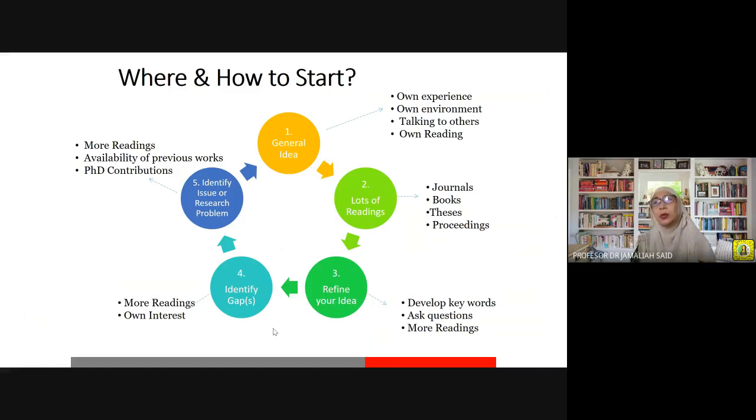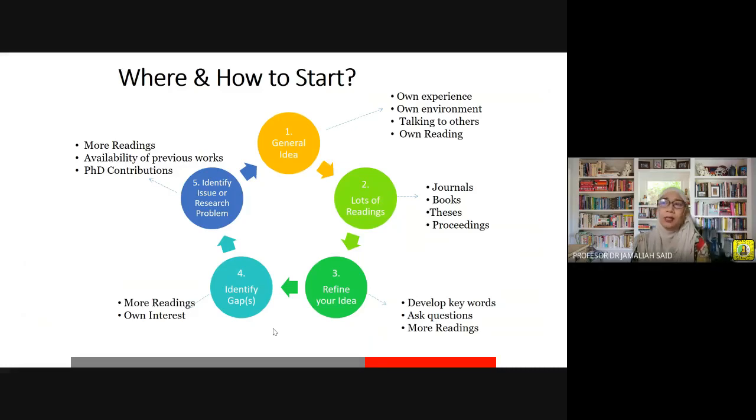Then when you do your reading, make sure you identify the gap. The gap is the contribution of the study. So you look at how other studies have been doing. So what is different between your study and the other studies? That is the gap. When you are able to say that my study is unique because the other study is not doing this, the other study is focusing on that, whereas my study is focusing on this. So that is actually what we call the gap. So you try to fill the gap.